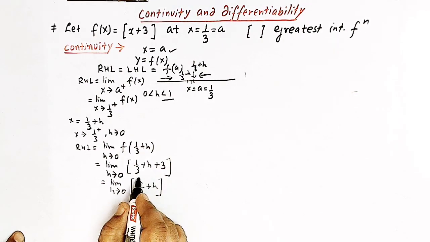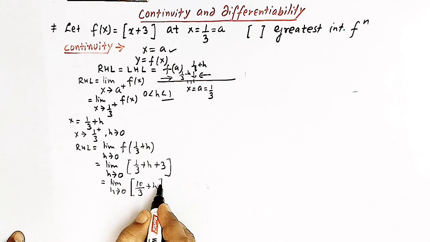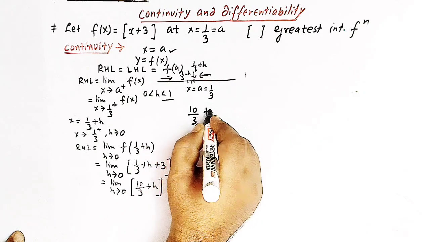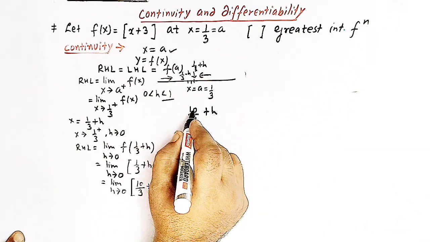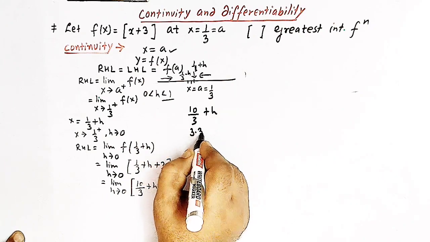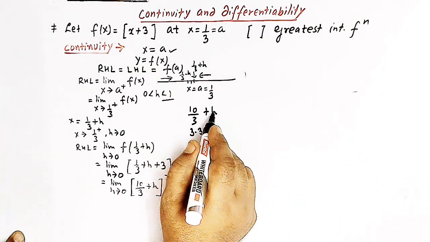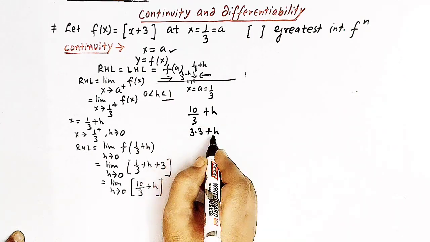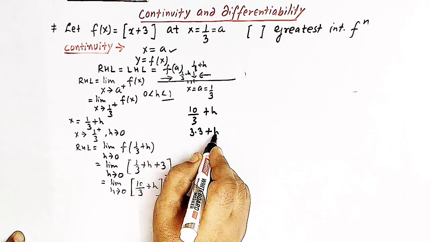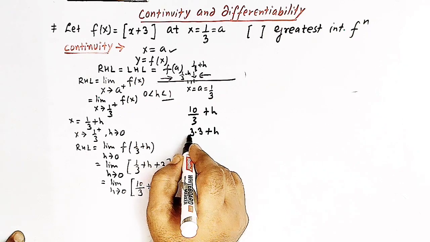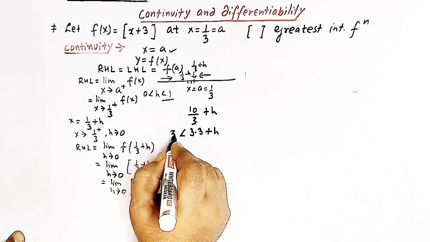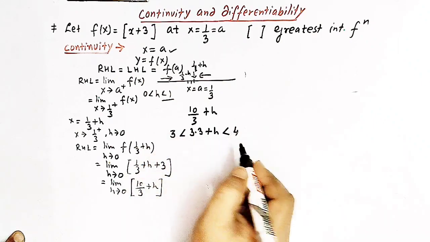So now let us see this term inside the greatest integer function symbol. So we have 10 over 3 plus h. Now when we divide 10 by 3, we get approximately 3.3, and then we add h to 3.3. Now see, h is a very, very small quantity, so when we add h to 3.3, this term, that is 3.3 plus h, is greater than 3, but it is less than 4, right?